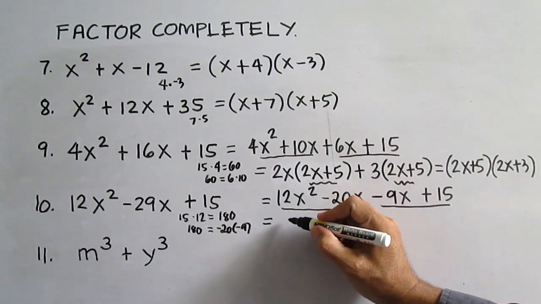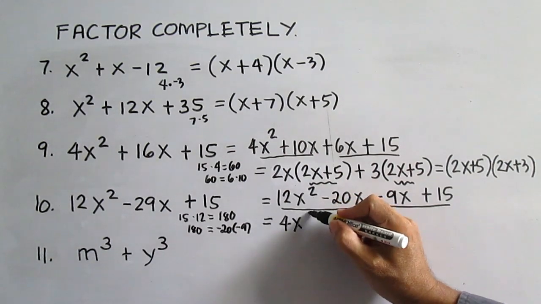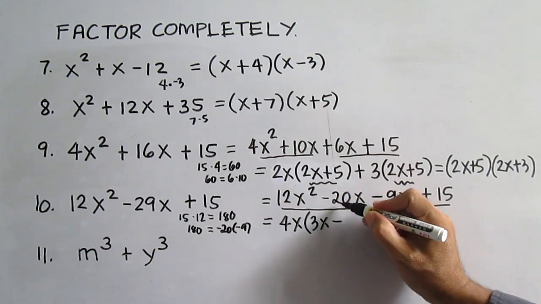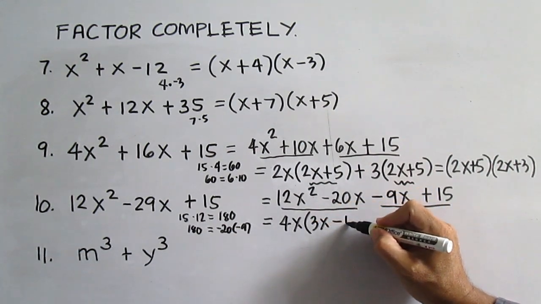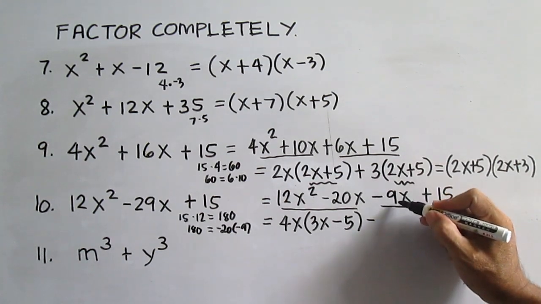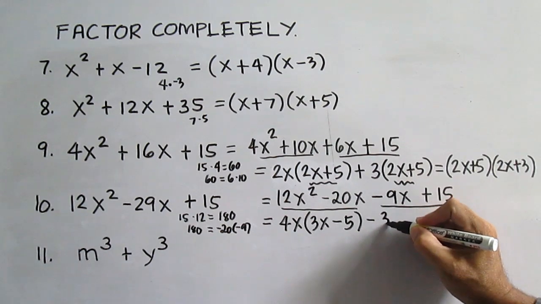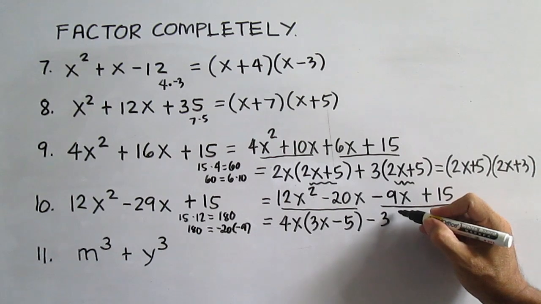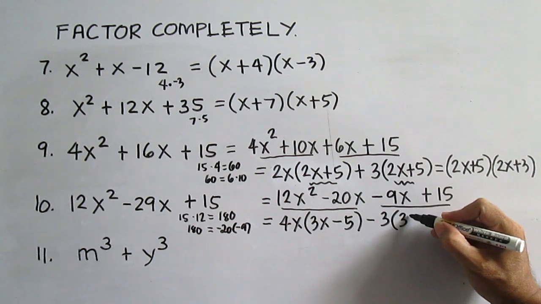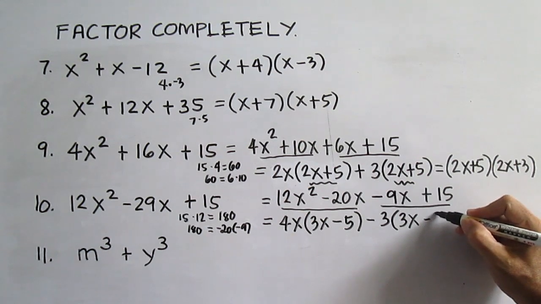The CMF of the first group is 4x. The other factor is 3x minus 5, minus the CMF of the next group, which is 3, and the other factor is 3x. 15 divided by negative 3 is negative 5, minus 5.